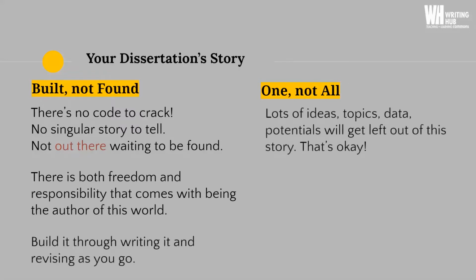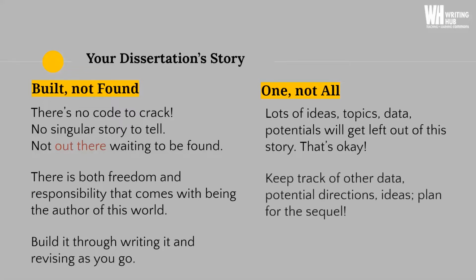Likewise, you can only tell one story. So there will be lots of topics, ideas, data, or potential directions that will get left out. And again, that's okay. You can keep track of those directions, keep track of those ideas and that other data or that material, and you can plan for the sequel, or you can plan for an offshoot of an additional research project or an additional writing project from that information. You don't have to lose it and it wasn't a waste. It just means it doesn't work for this one particular story, and you can hold on to it and use it later for a different story.